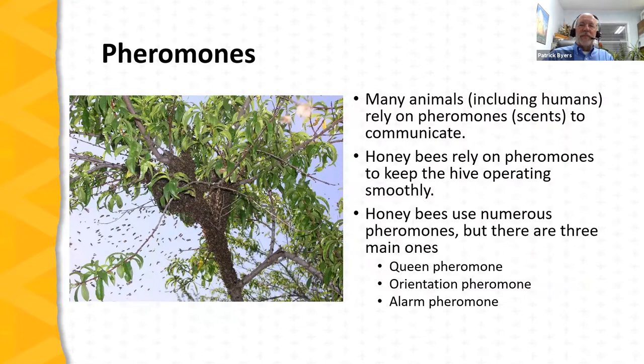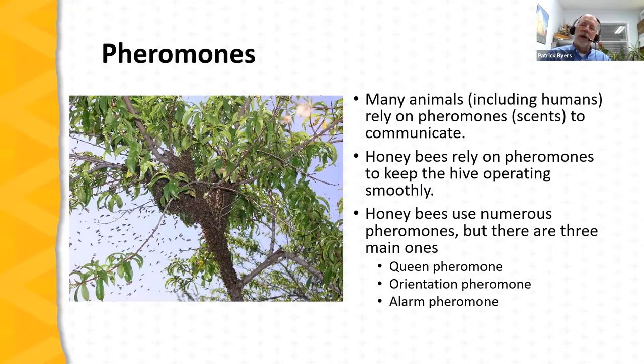Honeybees, again, very much rely upon scents to keep the hive operating smoothly. They rely upon these pheromones. There are numerous pheromones that have been identified in relationship to honeybees, but there's three that we're particularly interested in as far as beekeepers. Okay, the first is the queen pheromone. This is the pheromone that the queen releases that controls the behavior of the hive. And again, a strong, healthy queen releases the right type of pheromone. It's in the right concentration in the hive and all goes well.